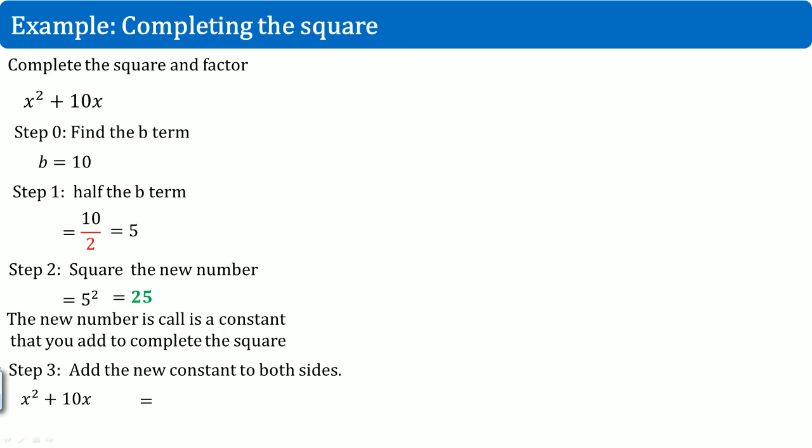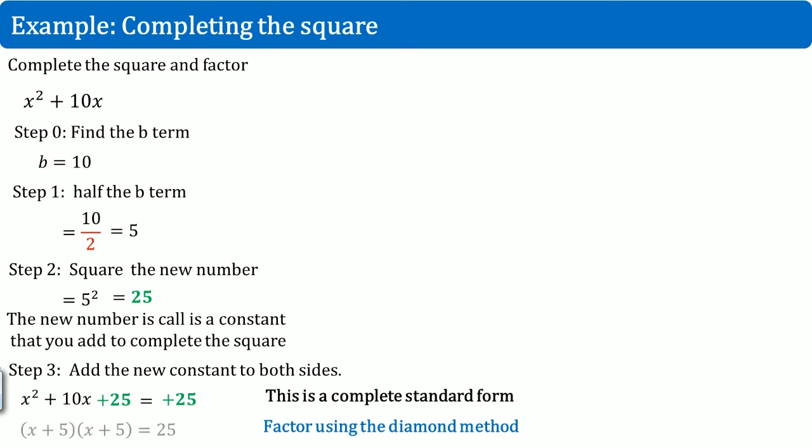So originally, you have x squared plus 10x. Now we add 25 to both sides. It becomes x squared plus 10x plus 25 equals 25. This is the complete standard form. If you factor it out, it just becomes x plus 5 times x plus 5 equals 25. In condensed form, you get x plus 5 squared is equal to 25.